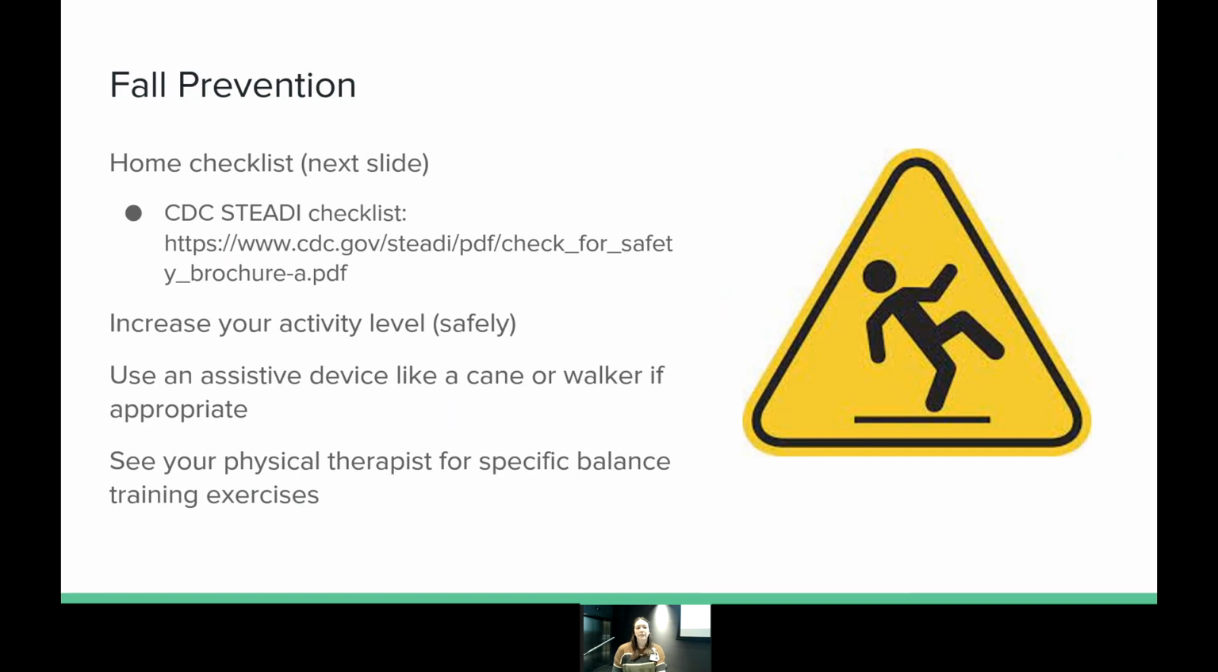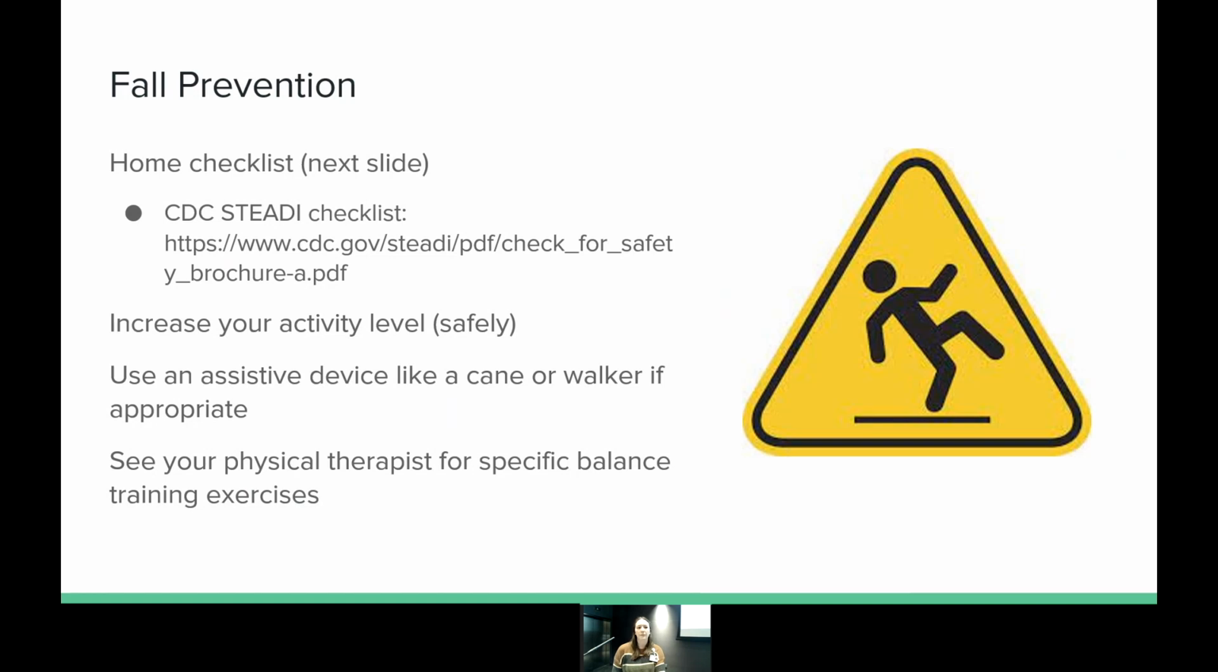In general, increasing your activity level safely will also help decrease your risk for falls. And then you might need to use an assistive device like a cane or walker, if that's appropriate, to decrease your risk. If you have any questions on fall prevention, or if you've had a fall and you want to know how to decrease your fall risk, I highly recommend seeing a physical therapist for specific balance training exercises.